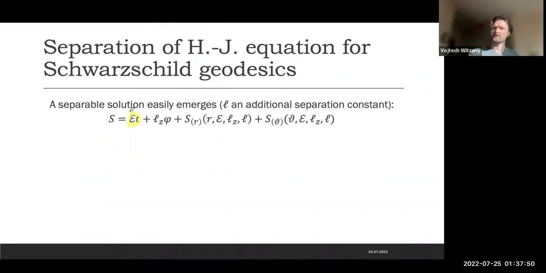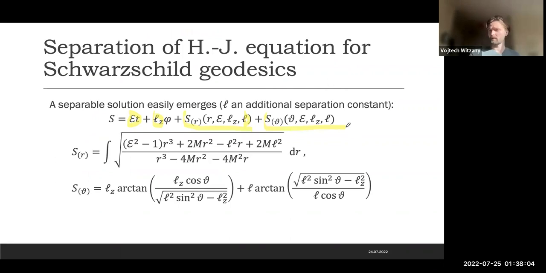You get an energy showing up in there as a separation constant, Lz. You also get total angular momentum as a separation constant, and you get these two slightly non-trivial functions in there. And they look like this. So the polar part, the theta part of the action, is not that difficult to deal with. It is just trigonometric functions, but the R part is actually an elliptic integral. It can be expressed as an elliptic integral, which is a little bit annoying to deal with.